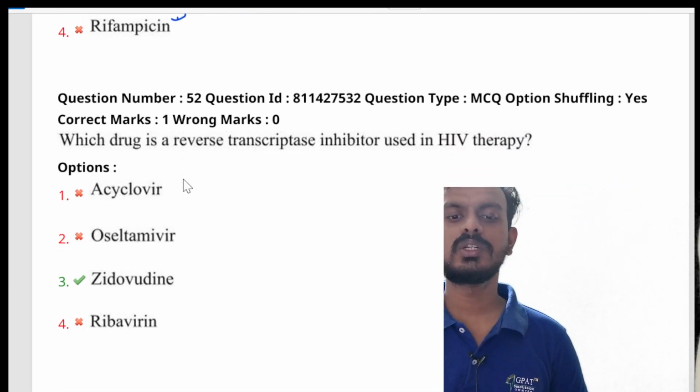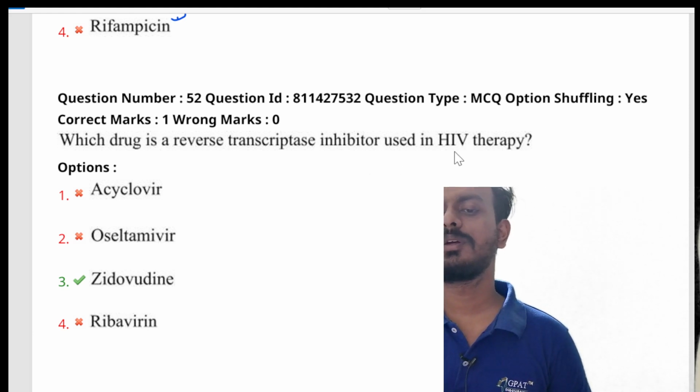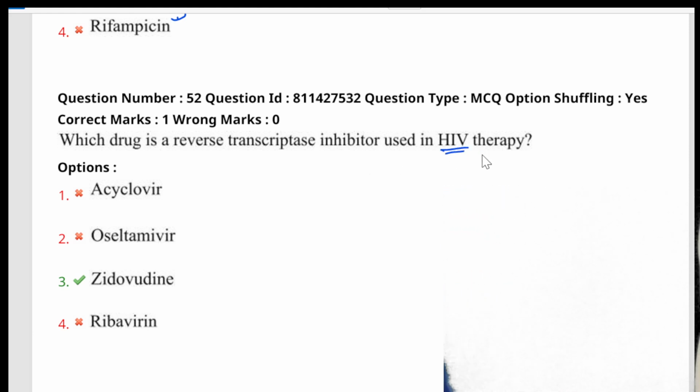Next question is: which drug is a reverse transcriptase inhibitor in HIV therapy? HIV is the human immunodeficiency virus. Which one is basically given as an inhibitor of reverse transcriptase? Okay, so what will be the answer? So here the correct answer will be your option, but let's see why this will be the correct answer.